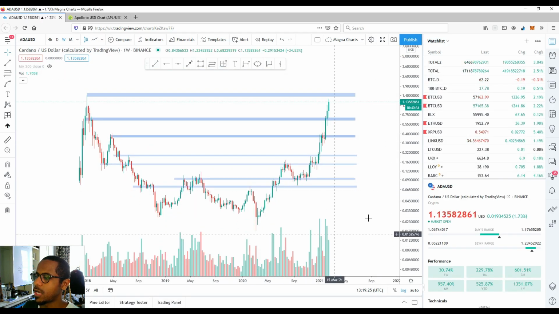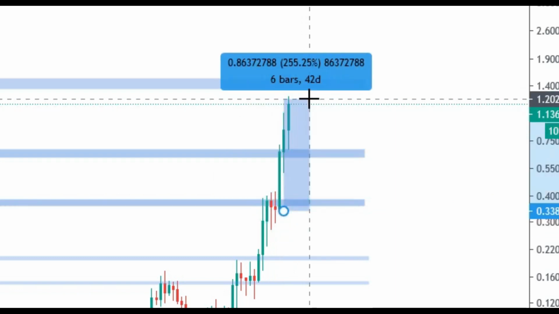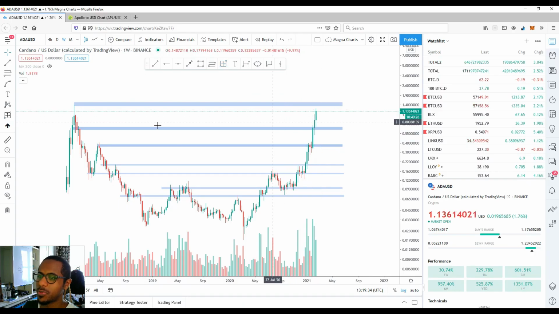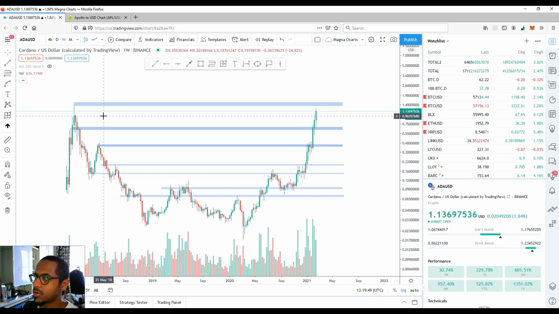So Cardano absolutely smashed it. Even since its last major move, it's done 255%, so 2.5x. Great project, and it has just come out with its latest development, introducing smart contracts to the platform. So it's at a very important level now. It's just past the $1 level, $1 region. So this is very important.